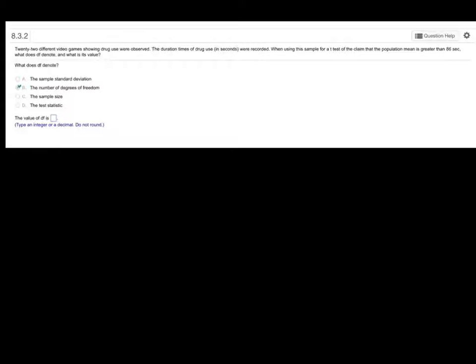In this problem, they start by asking you what DF stands for, and that is the degrees of freedom in a problem. So what do we mean by degrees of freedom? To calculate the degrees of freedom, we look at the sample size and subtract 1 from that when we're working with a t-distribution. And notice that they talked about a t-test here. So that's why I know that the degrees of freedom is the sample size minus 1.